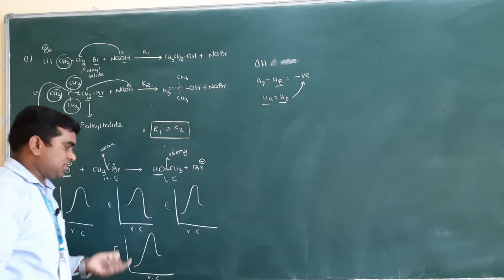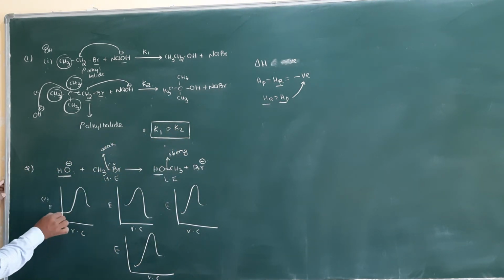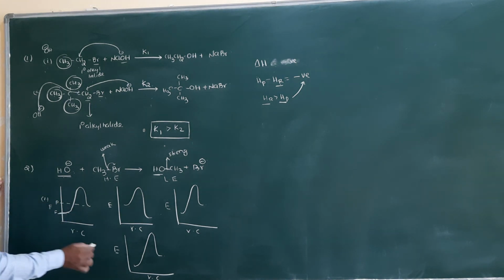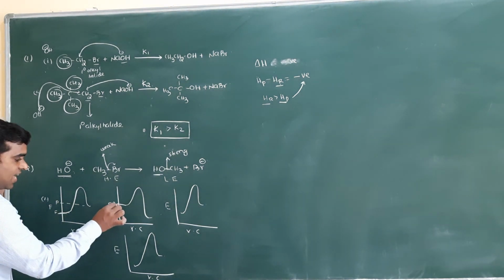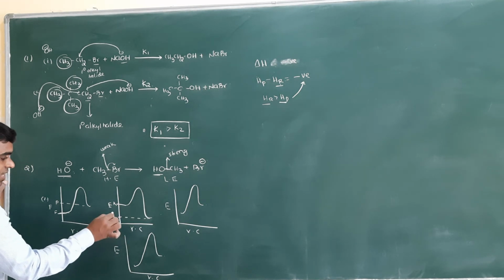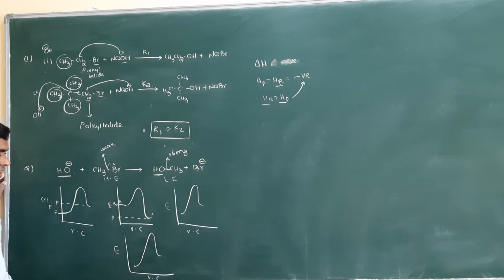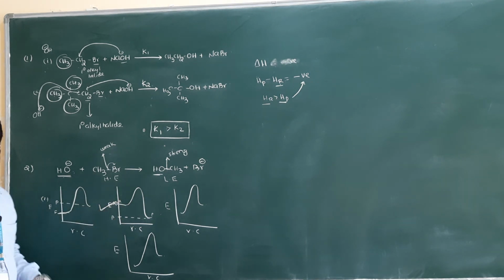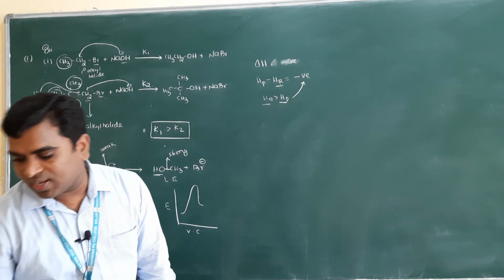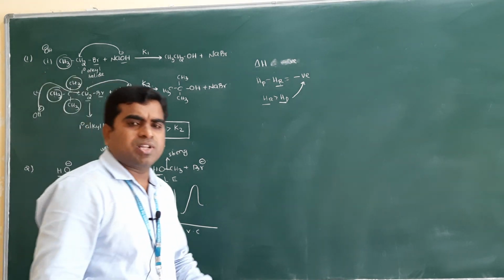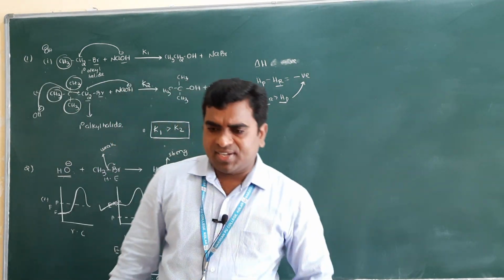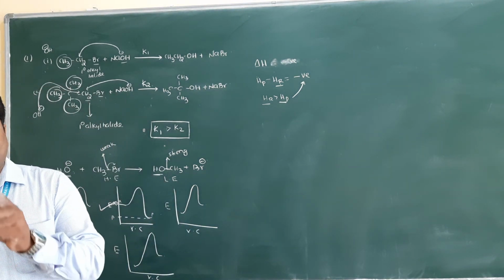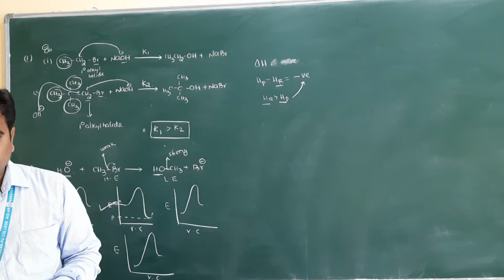Which graph is it? Here, this is reactant energy and this is product energy, and the product energy is greater here. But here, this is reactant energy and this is product energy, so product energy is less than reactant energy. That's why this is the option. Option 2 is the correct one. Remember one point: whether it is an SN2 or SN1 mechanism, both are exothermic reactions.